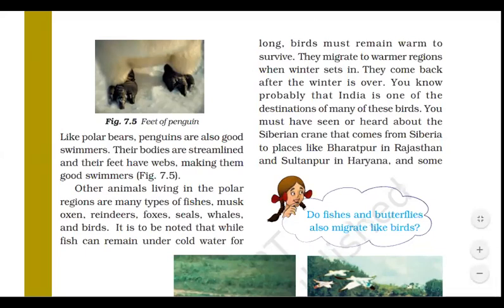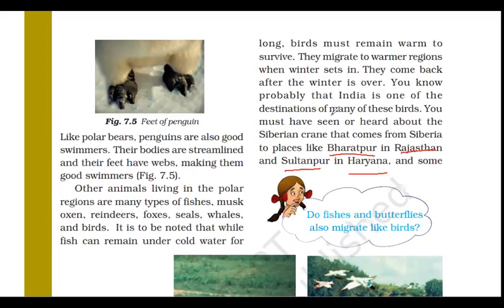Now, I was talking about the bird sanctuary, right? We have the Bharatpur bird sanctuary in Rajasthan, and we have many bird sanctuaries. I'm just talking about one which is mentioned in your textbook. Normally most of the birds from the cold region migrate to different places, especially places suitable for their breeding. So that's one destination in India, the Bharatpur sanctuary in Rajasthan, as well as Sultanpur in Haryana, and there are other bird sanctuaries also.